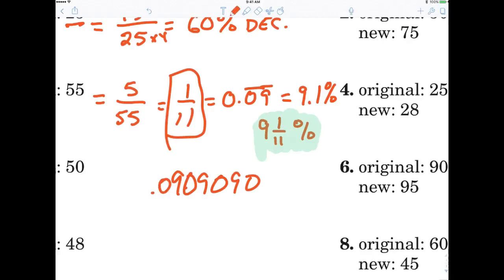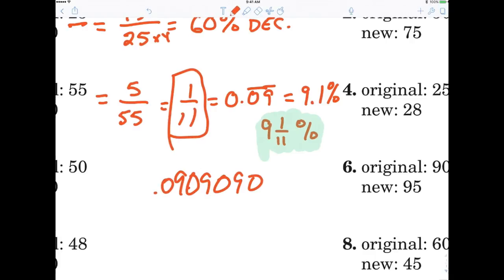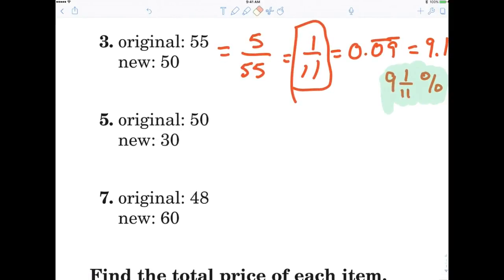It was 0.09, right? So now when you move it over once, twice, it's 9.1%. But I would like you to recognize 0.09 as 1/11. So technically it's 9 1/11%. Now because that went so smoothly, let's try the next one.